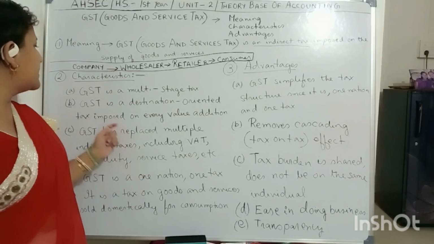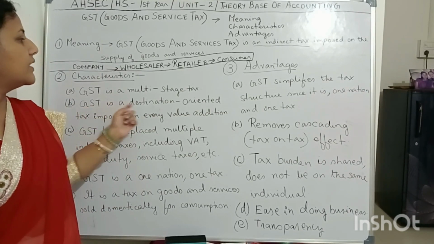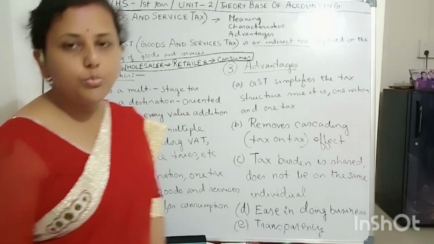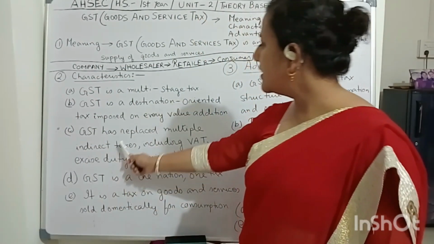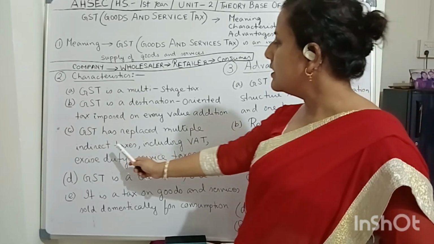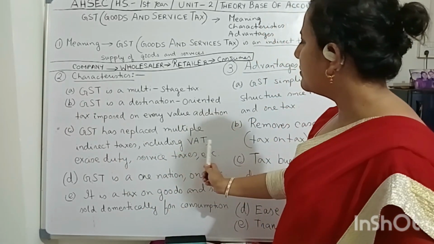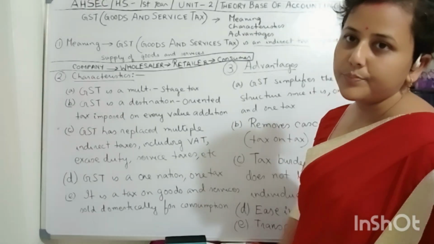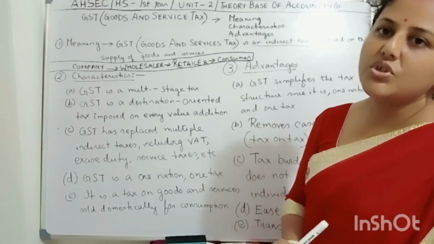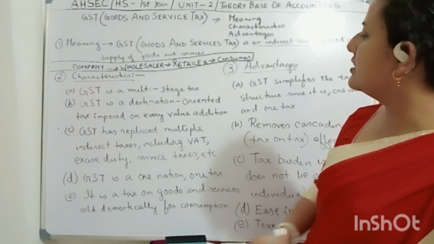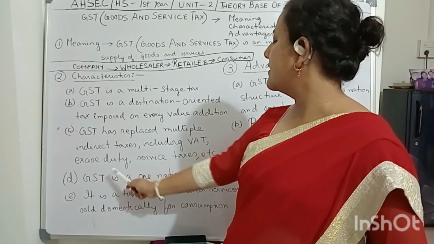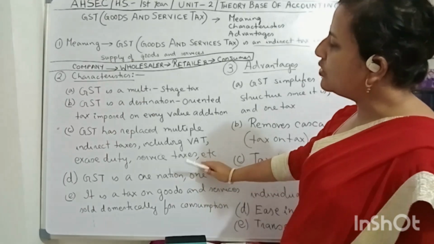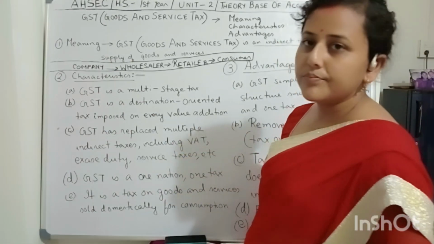Got it? So that is said in point number 2, that is destination oriented tax. Then you see point number C, what is said? GST has replaced multiple indirect taxes including VAT, excise duty, service taxes, etc. So some of the taxes which have been subsumed by GST are VAT, excise duty, service taxes, etc. Okay, there are many more. You just write these 3.